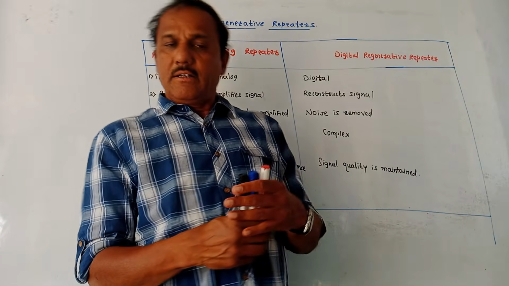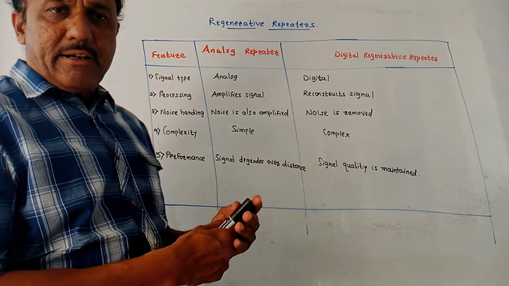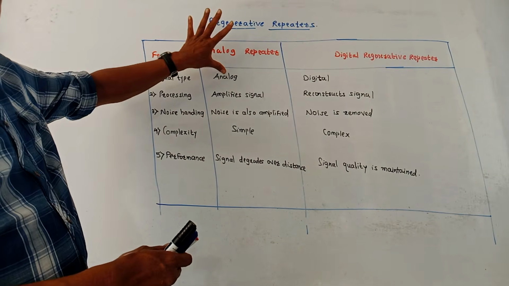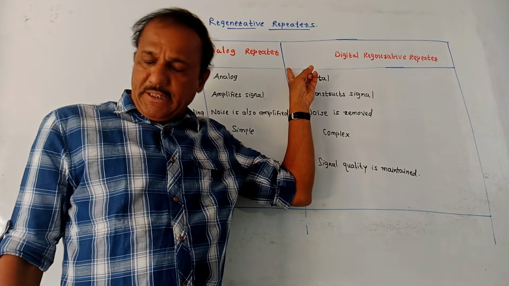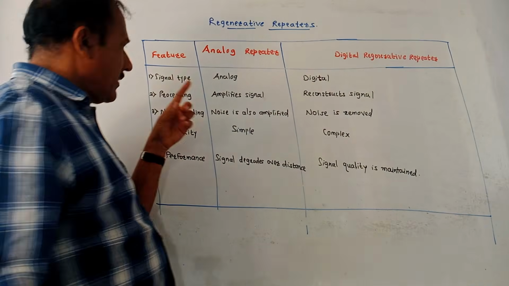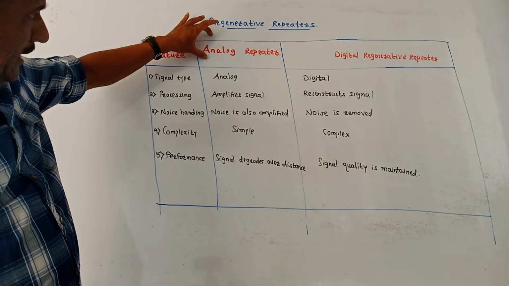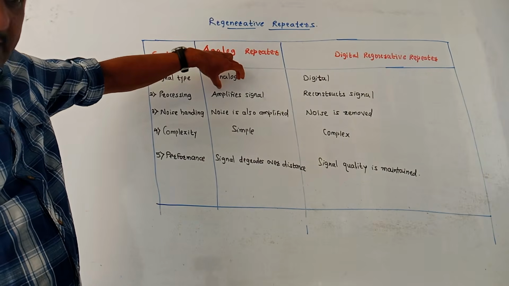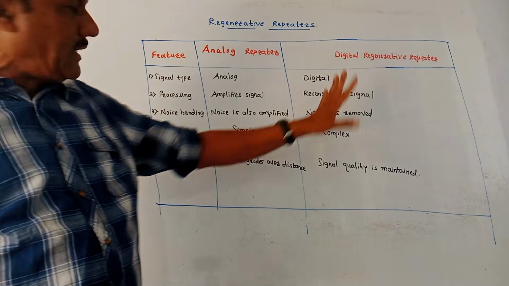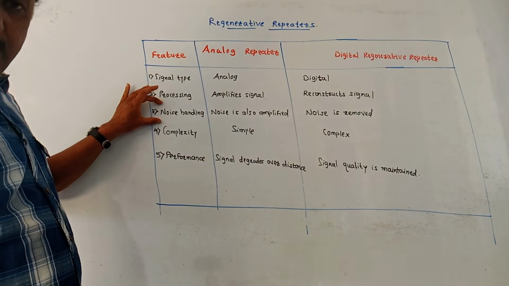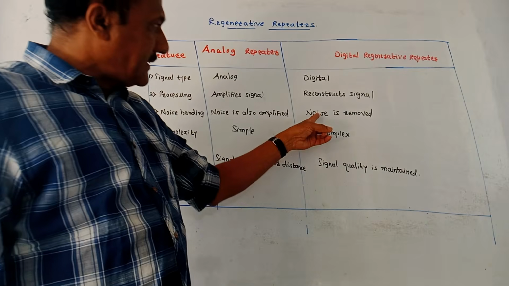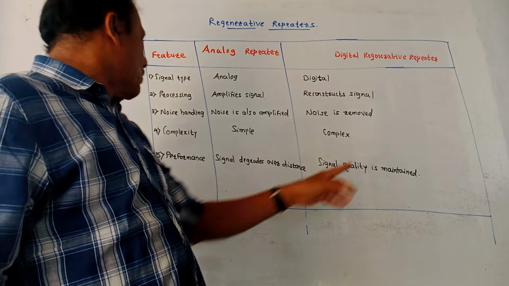Now let us discuss a comparison between analog repeaters and digital regenerative repeaters. First feature is signal type. Very simple. As the name indicates, in case of analog repeaters, the type of signal is analog, whereas in case of regenerative repeaters, it is digital. The processing of signal: in analog repeaters, it amplifies the signal. There is no reconstruction, whereas in digital regenerative repeaters, reconstruction of the signal is done. Then noise handling. In case of analog repeaters, as we discussed, noise is also getting amplified. In this case, noise is not amplified, rather noise is removed.